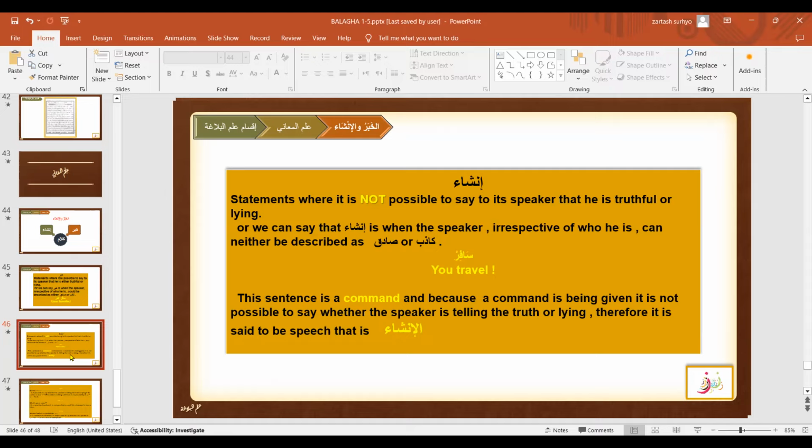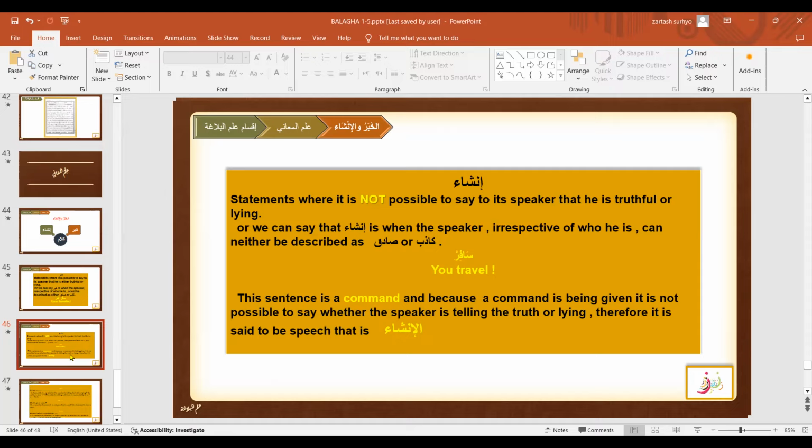For example, Safir. Here you can see that it is a command: you travel, you should travel. Because a command is being given, it is not possible to say whether the speaker is telling the truth or lying. You don't know whether he is Kazib or Sadiq because he's just giving you a command. So this type of speech is said to be insha.